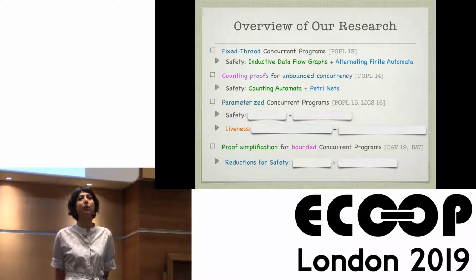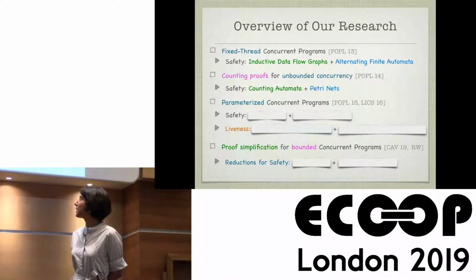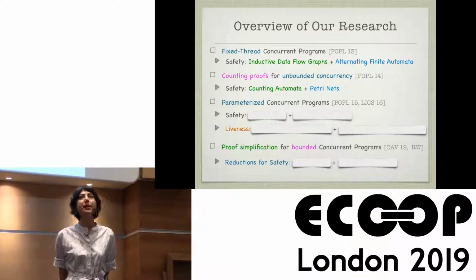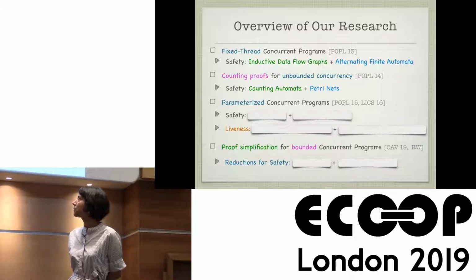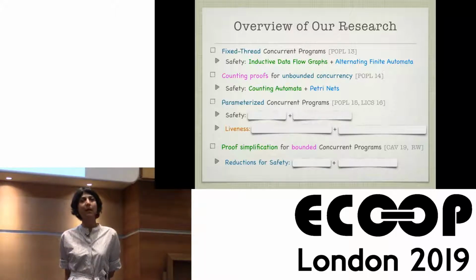I want to give you an example of how we instantiate this framework for the verification of unbounded concurrent programs that are basically parameterized concurrent programs. With safety properties, I will just mention liveness in passing so that you see a classic instantiation of this framework.